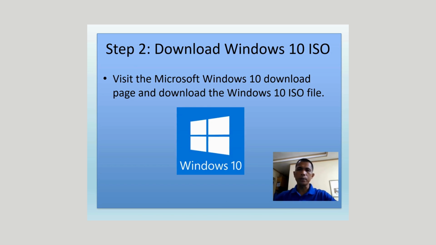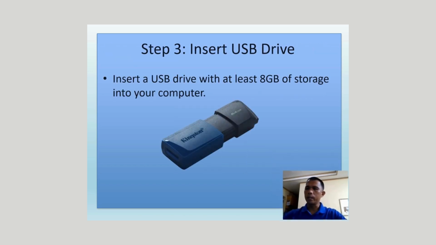Once you have Windows 10, be sure you know the folder of your downloaded Windows 10 ISO file. Right click and look at the properties, and you will see that this Windows 10 is an image file. You will see the extension name is ISO. And then after that, when you install Rufus, you have to insert your USB drive, with at least 8 GB of storage.